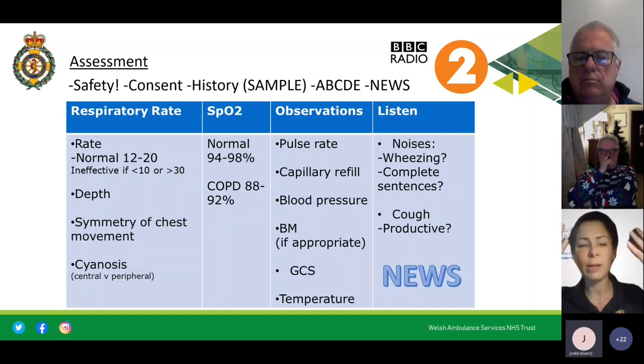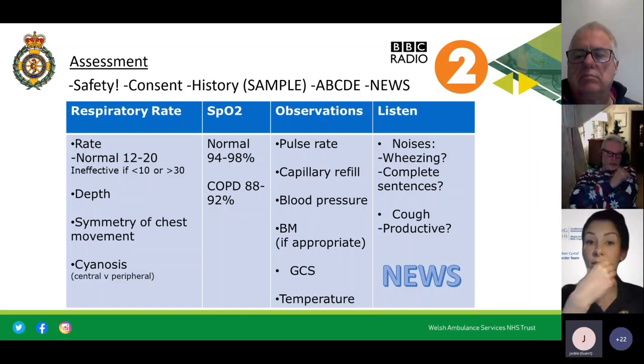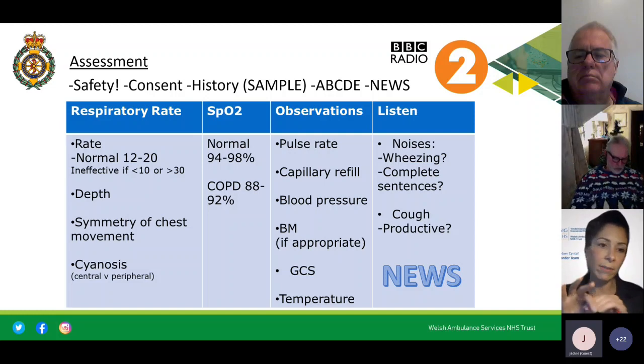So if we're in an office or an outside space, then that might not be great, but you can quite often look to see if there's any asymmetry going on above clothes as well. And then thinking about cyanosis, so we'll think peripherally and centrally. So you can think about those gums and tongue that I mentioned, but also looking at things like fingernails to see if we've got any blue tinges going on there.